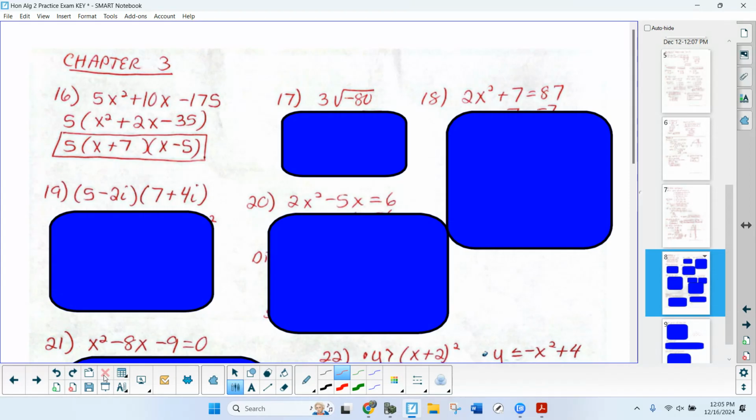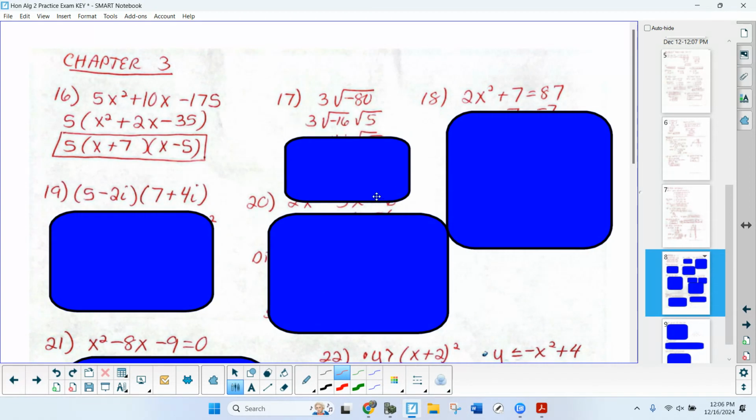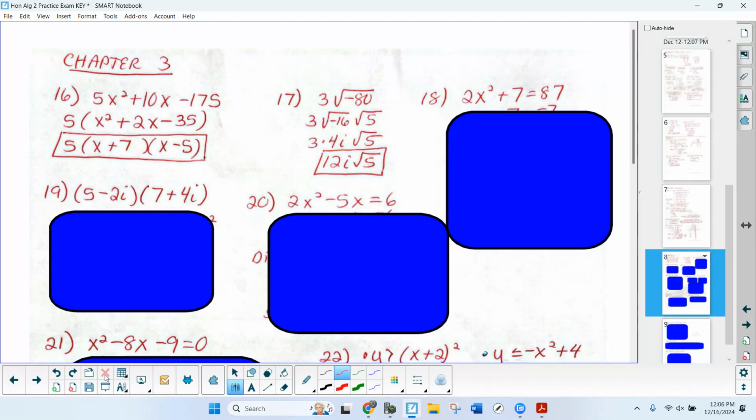All right, go ahead. So I broke radical negative 80 into radical negative 16 and radical 5. And then negative 16 got broken down to 4i, and then radical 5. And then I multiplied 4 by 3 to get 12i radical 5. Okay, so that was radical negative 16 times radical 5, which is 4i radical 5. And then make sure you multiply the 3 times the 4i, which she said is 12i. Good. Questions there? 18.